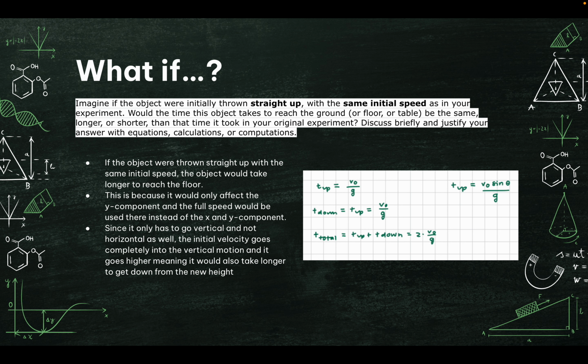What if the object was thrown straight up with the same initial speed? If this occurred, then the object would take longer to reach the floor since it would only be affected vertically and not horizontally. The full speed and energy would only be going towards going up, which would make it go higher, meaning it would take longer to go down.